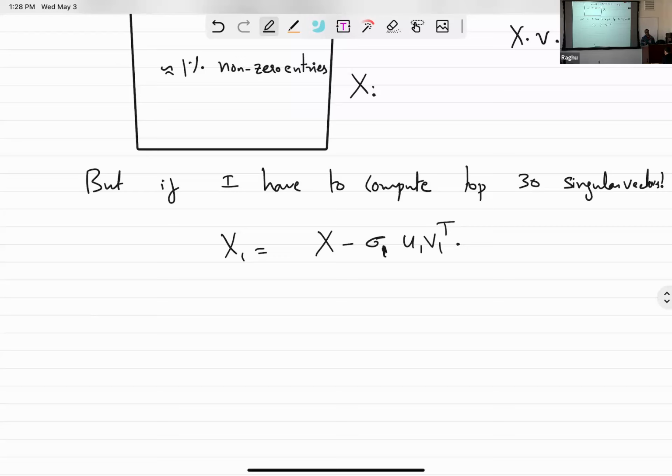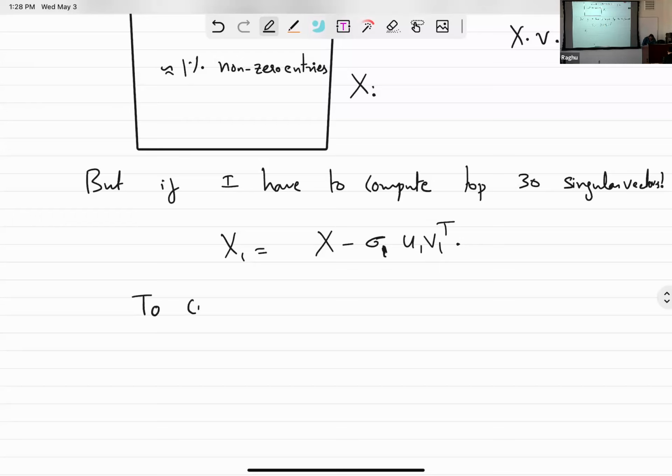So there are two cheats you can do. One is, again, remember, to run power iteration, you never need to know the matrix. All you need is the ability to do matrix vector multiplications.